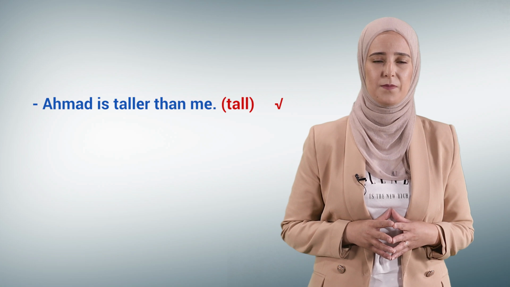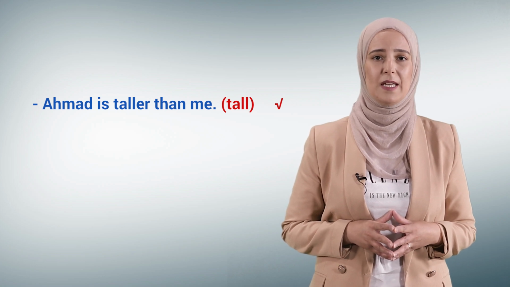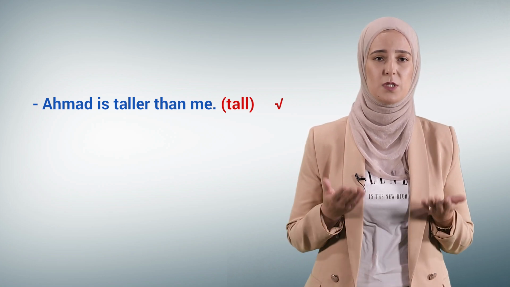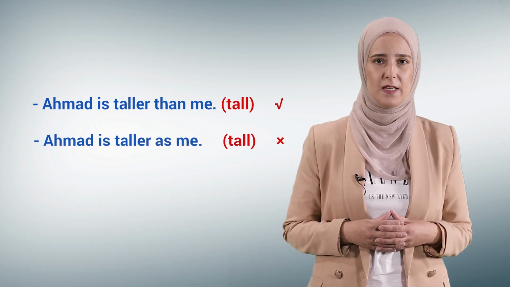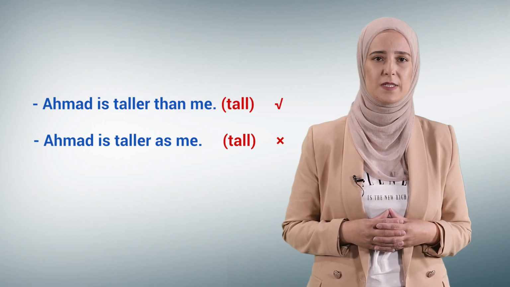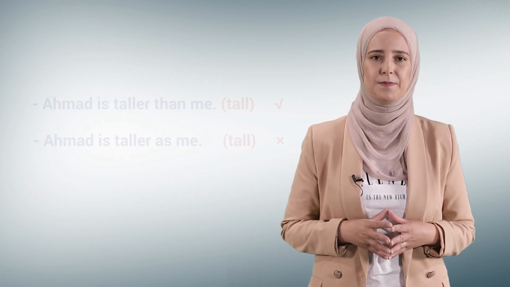For example, Ahmed is taller than me. Tall, taller. In this example, we compare between two people. Never say, Ahmed is taller as me. This is incorrect. Use than but not as.